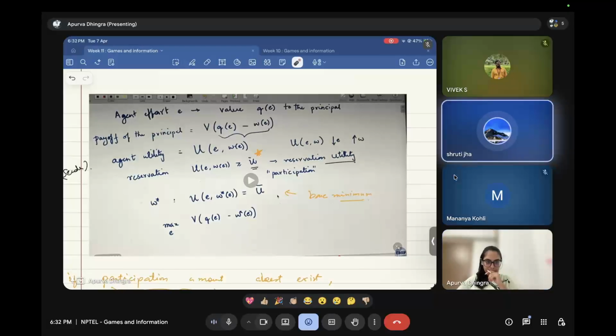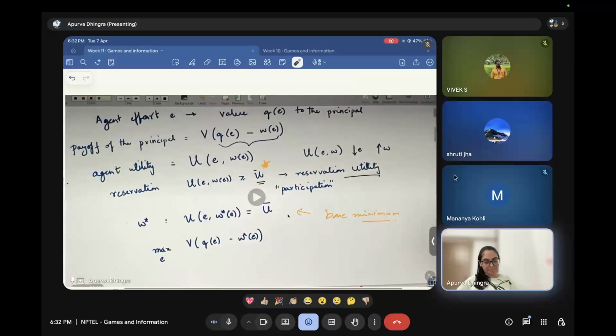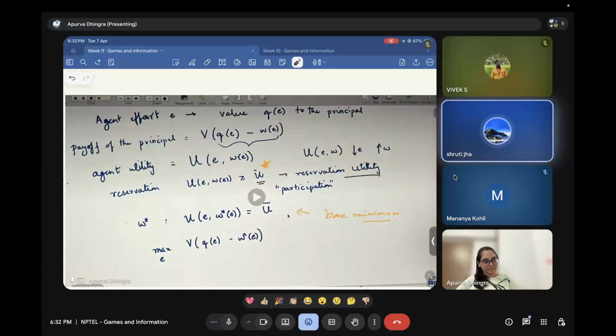So can you explain the meaning of utility over here? Like, what do we mean exactly by agent utility in this case? So this is like saying what kind of effort he will put in depending on the kind of wage he's getting, or considering both of those things, maybe like a satisfaction score from joining a company.